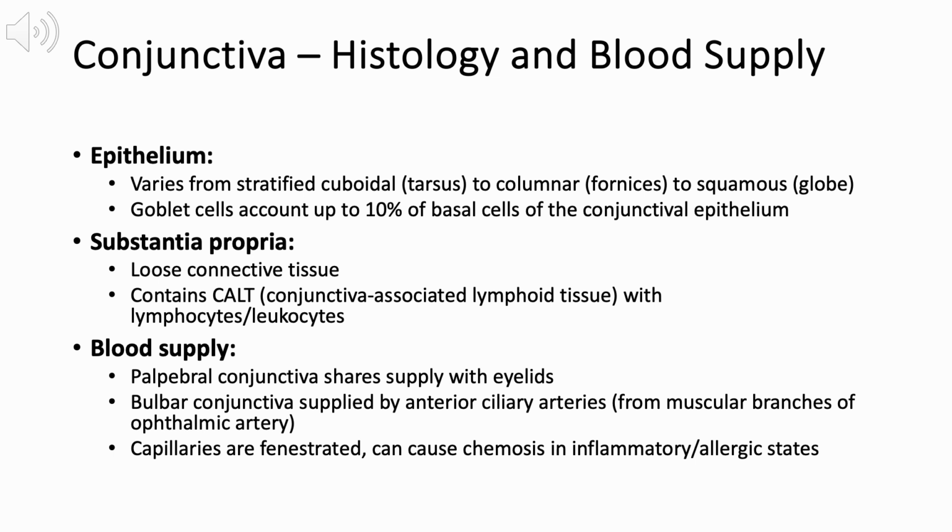Regarding blood supply, the palpebral conjunctiva shares supply with the eyelids, versus the bulbar conjunctiva, which is supplied by anterior ciliary arteries that branch from muscular branches of the ophthalmic artery. Conjunctival capillaries are fenestrated and can cause chemosis in inflammatory and allergic states.